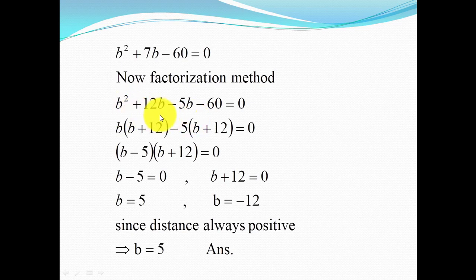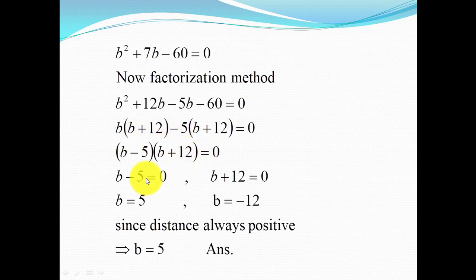Now taking b from the first two terms, the remaining is b and 12, and taking minus 5 from the third and the fourth terms, we get b plus 12. Now you can see that both terms contain b plus 12, the first term and the second term. So we can take it as a common factor, and the remaining is 5 minus b, equal to 0.